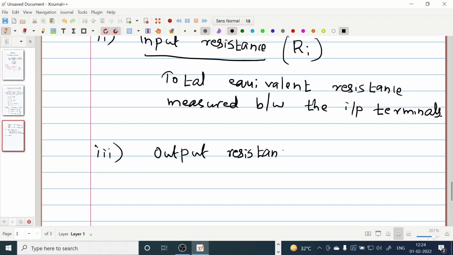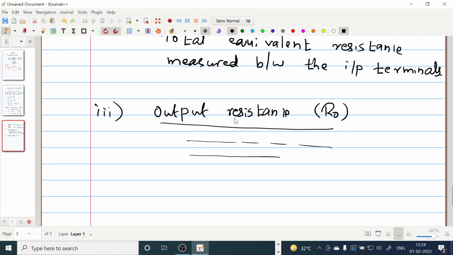So it is the total equivalent resistance, resistance measured between output terminals. Okay.